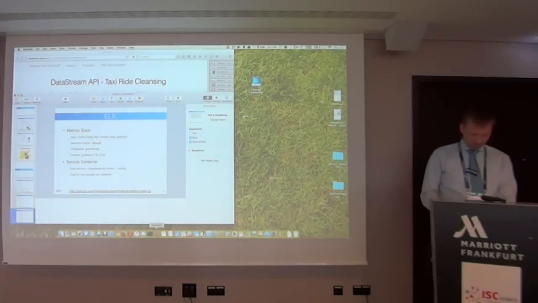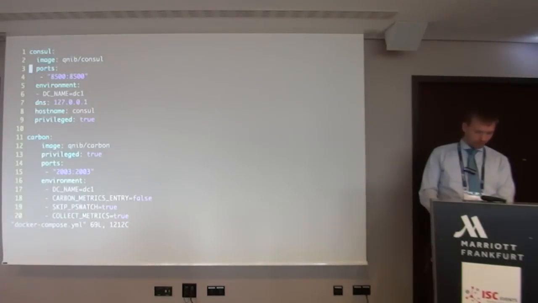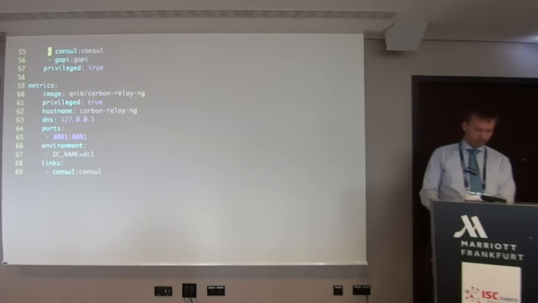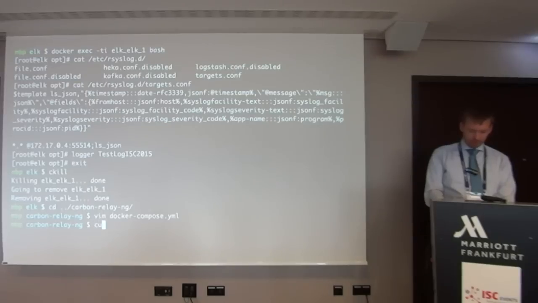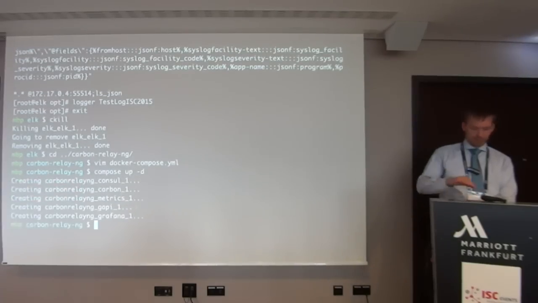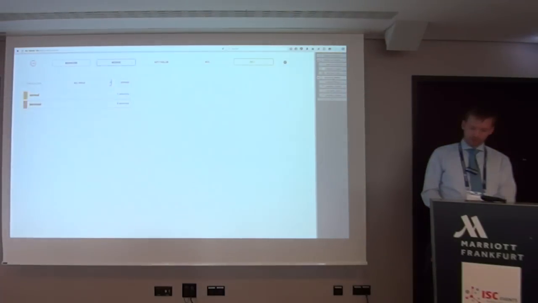Okay, so let's start this stack. It composes of a lot of containers, so console, Carbon, Graphite API, Grafana, metrics. And if I spin this up, compose starts them in the right order so that they can link together. And if we have a look at the console interface, we see them coming up, all services, all nodes.